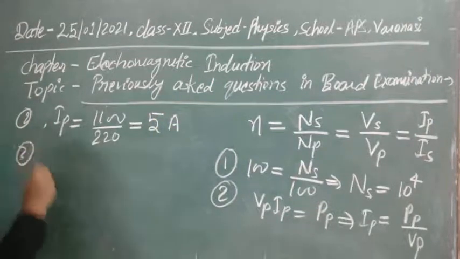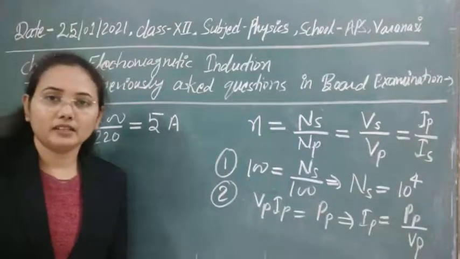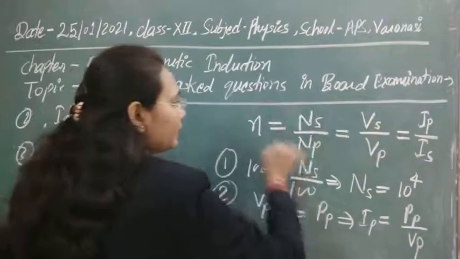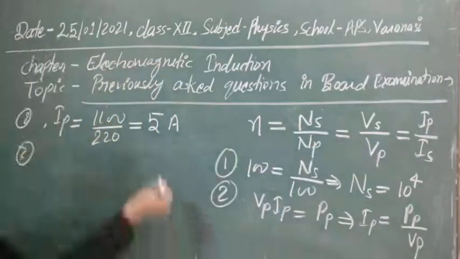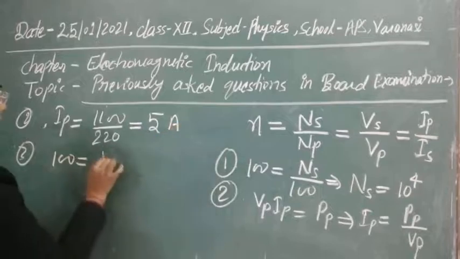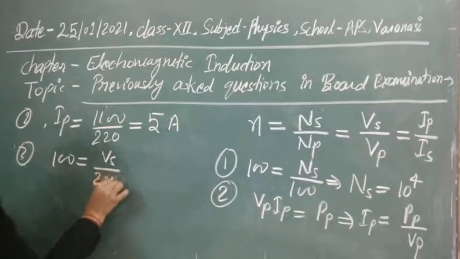Third question here is the voltage across secondary. So we have to calculate what will be the value of Vs here. So again you can use this formula, N is equal to Vs upon Vp. So just use it. The value of N is 100 we have, the value of Vs we have to calculate, the value of Vp is given, that is 220 volt.